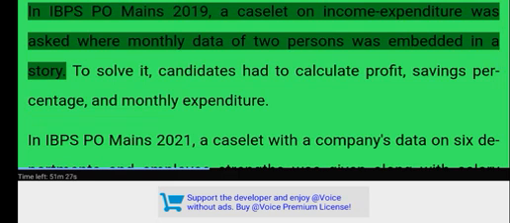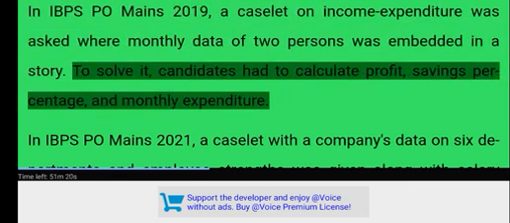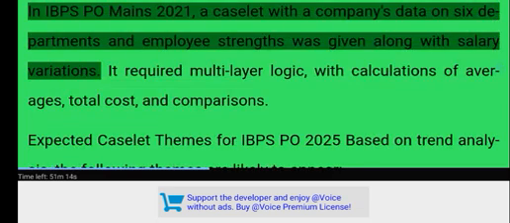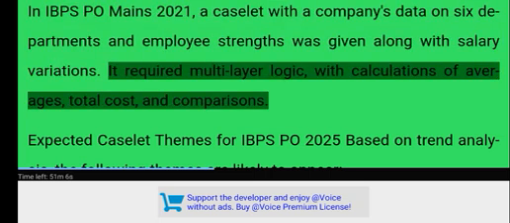In IBPS PO Mains 2019, a caselet on income expenditure was asked where monthly data of 2 persons was embedded in a story. To solve it, candidates had to calculate profit, savings percentage, and monthly expenditure. In IBPS PO Mains 2021, a caselet with a company's data on 6 departments and employee strengths was given along with salary variations. It required multi-layer logic, with calculations of averages, total cost, and comparisons.